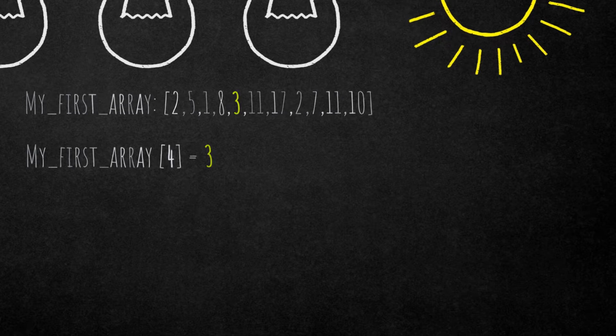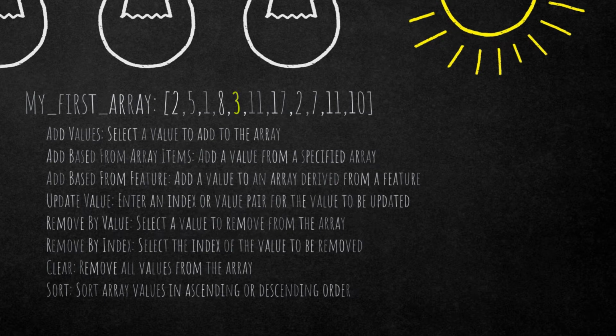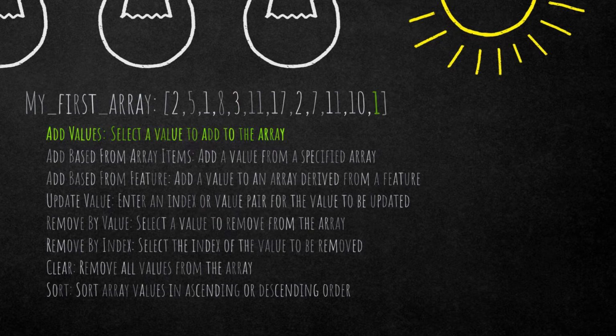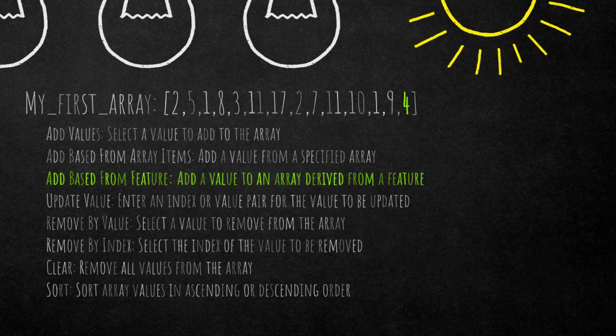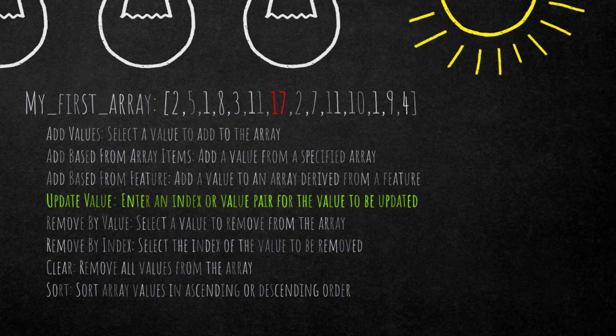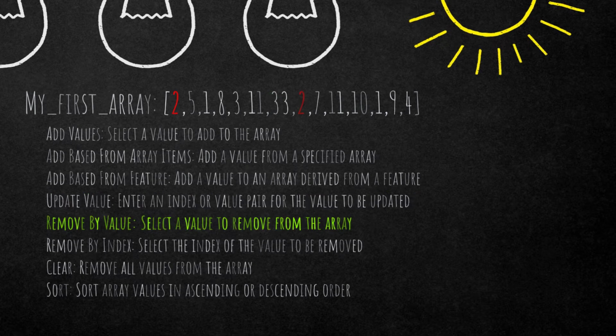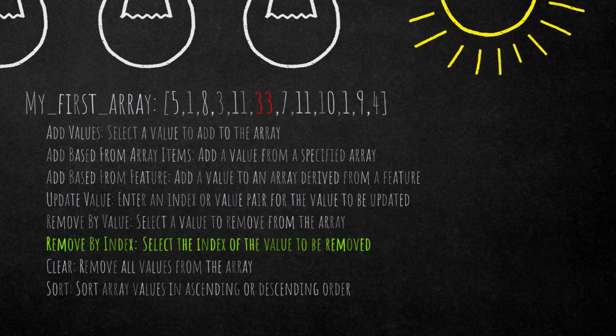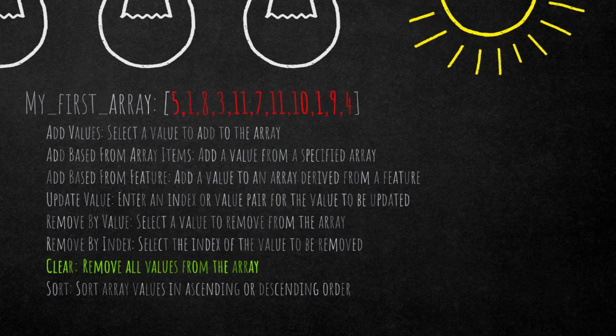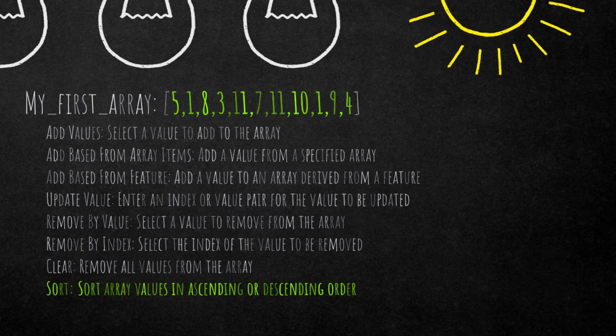So what can you do with an array in eCognition? Let's start with a simple array with numbers. You can add values. You simply can select the value to add to the array. As you see here, number 1, you can add based from array items, so you can add values from a different array. Add based from feature, so you can add values from features. You can update value, so you can enter an index or value pair for the value to be updated. Then remove by value, remove by index. Then clear, you can clear the array and it's going to be empty. And finally, you can sort them.